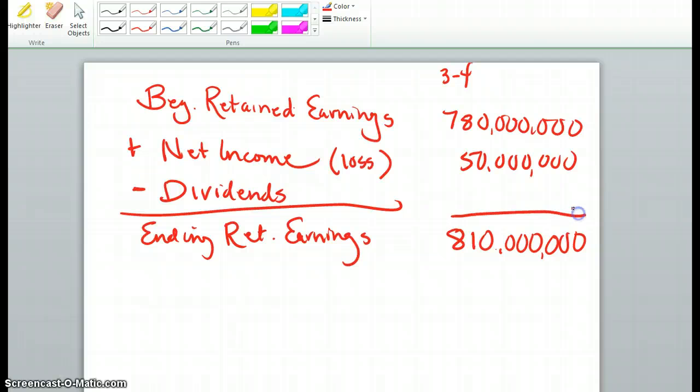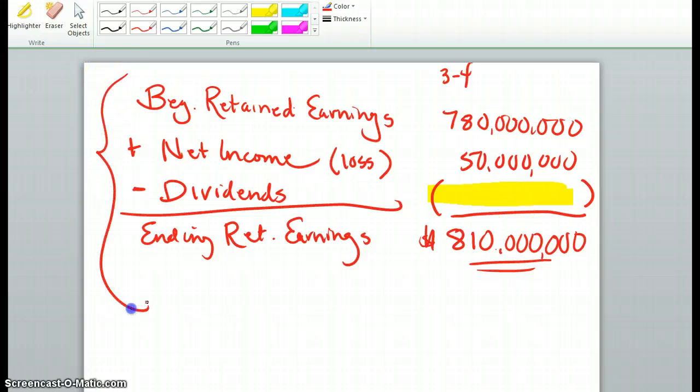And so all you have to do, the question is, how much did they pay in dividends? So mathematically, I'm pretty sure that you'll be able to figure out the amount of dividends that they paid in order to get to this ending balance of $810 million. And that's all there is to that problem. The main idea is to be clear that you understand the events that affect retained earnings.